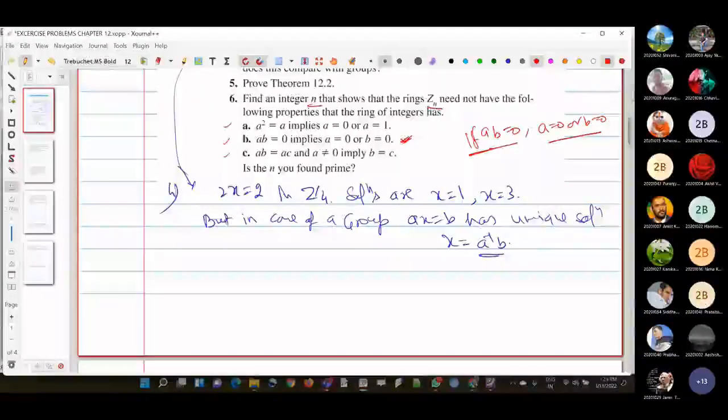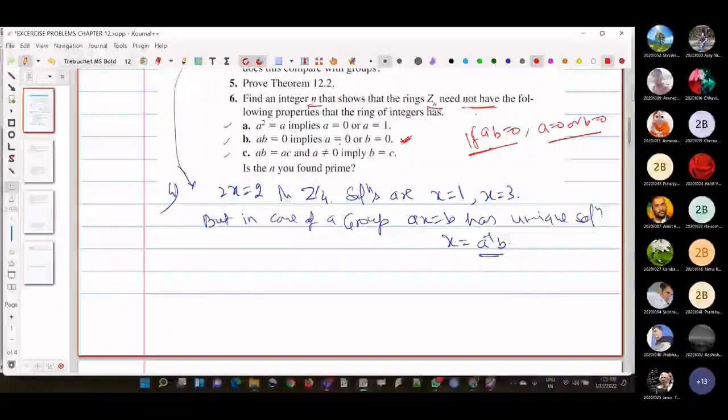If it is an integral domain, then certainly a times b equals 0 would imply either a is 0 or b is 0. But we need to find a non-example, a ring which does not have these properties. It means we need to consider rings which are not integral domains.